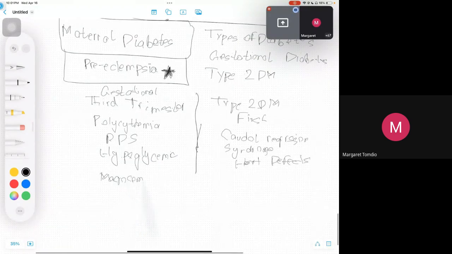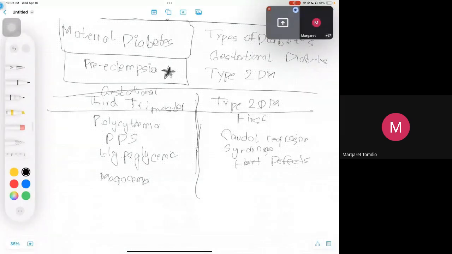Because if you see in First Aid, they have just mentioned what kind of problems will be present due to maternal diabetes, but they haven't mentioned which will be due to third trimester diabetes versus which will be due to first trimester diabetes.